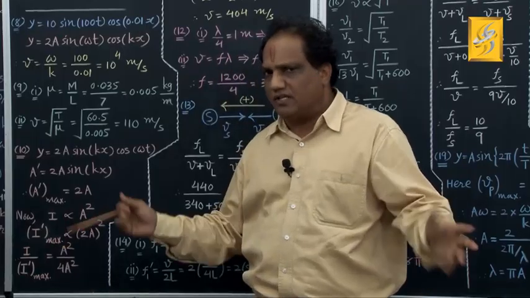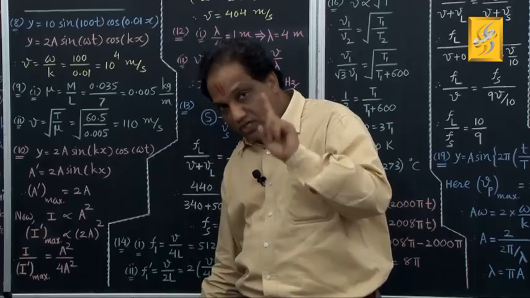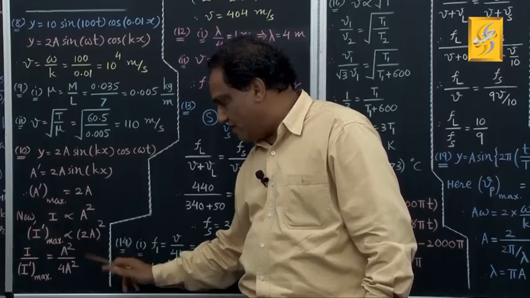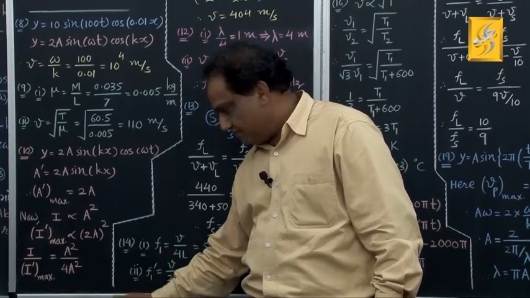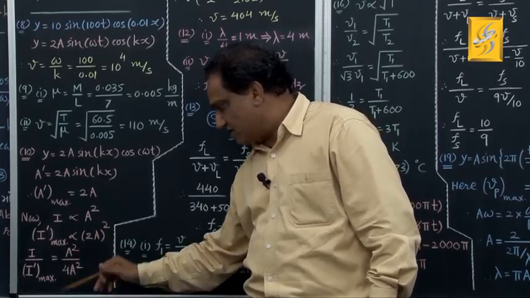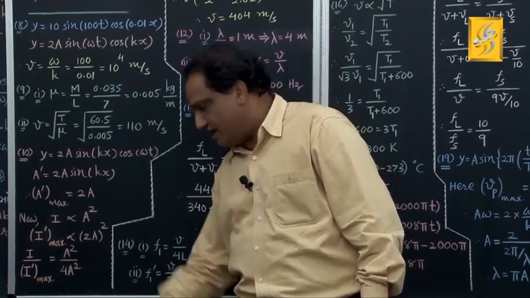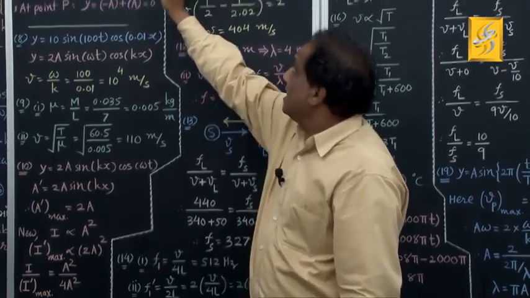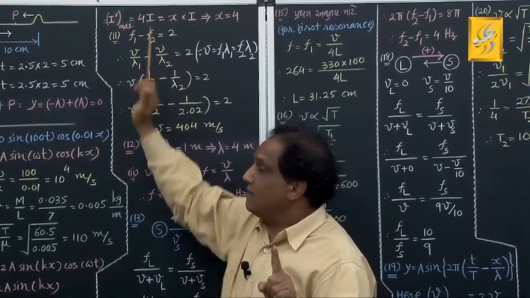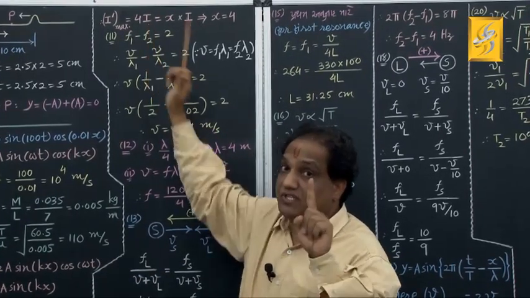Correct? Now simply take the ratio I upon I dash maximum. It should be equal to a square upon 2a square, that is 4a square, correct? So a square upon 4a square, a square will cancel. Now find out I dash maximum, it will be 4 into I. Now tell me, what is this? Maximum intensity of the resultant wave, and what is I? Intensity of a single wave.